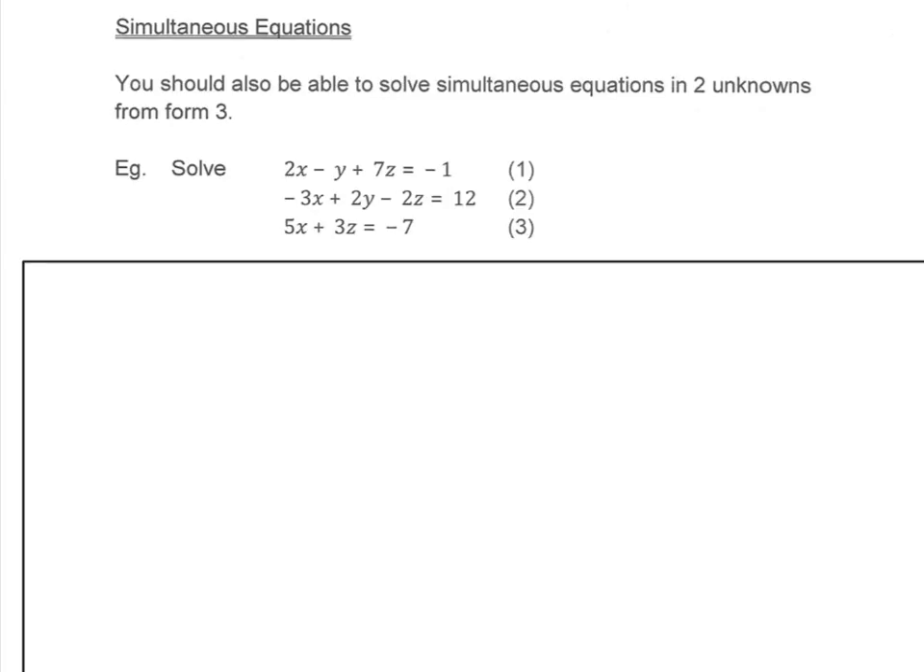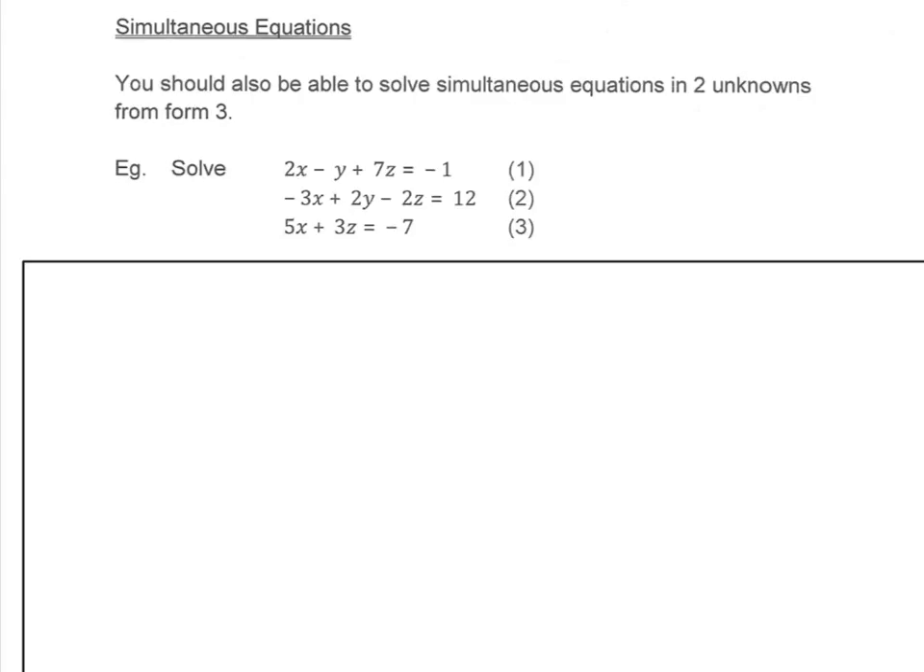In this example we've got 3 simultaneous equations and 3 unknown variables. So our aim is to try and find values for x, y and z that satisfy all 3 equations. We're going to be using the elimination method, and it's very similar to what we did at GCSE when we just had 2 simultaneous equations.